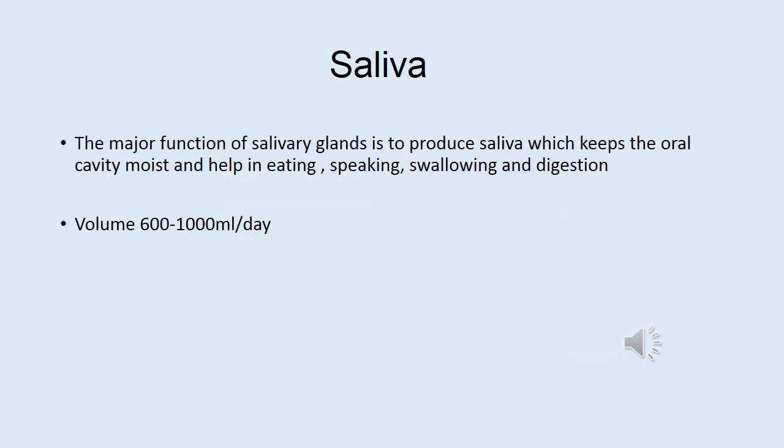In this video, we are going to discuss saliva composition and function. Saliva. The major function of salivary glands is to produce saliva, which keeps the oral cavity moist and helps in eating, speaking, swallowing, and digestion. Volume of saliva is 600 to 1000 ml per day.